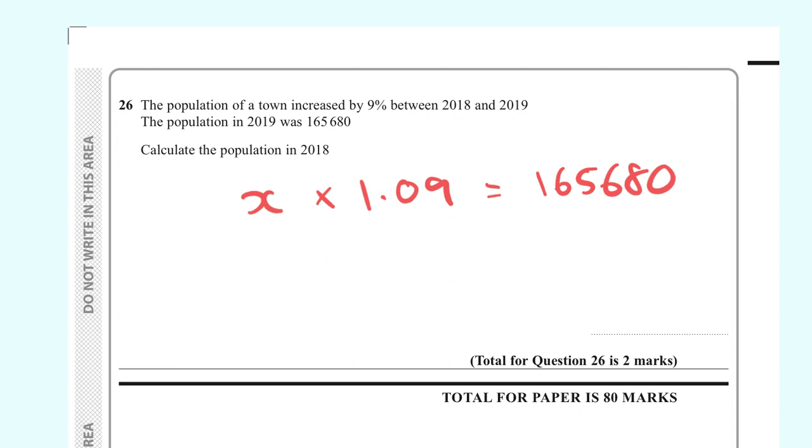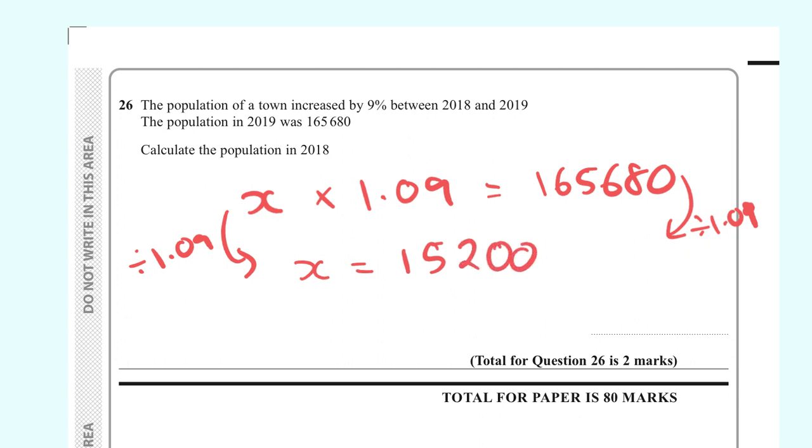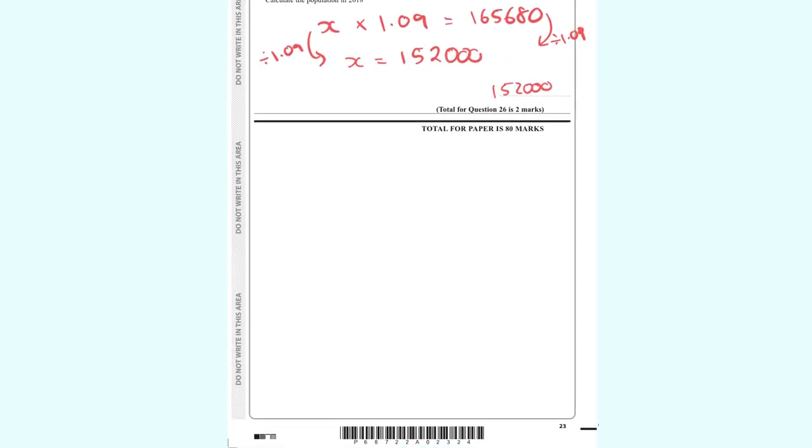We can work this out then. We want to get rid of this times 1.09, so we're going to do the opposite, which is divide. Okay, pop that in your calculator, and you get a nice number of 152,000. I always think it's a green flag when you get such a beautiful number like that. That always tells me something looks good. And that's the end. Fair play, guys, we've done it.